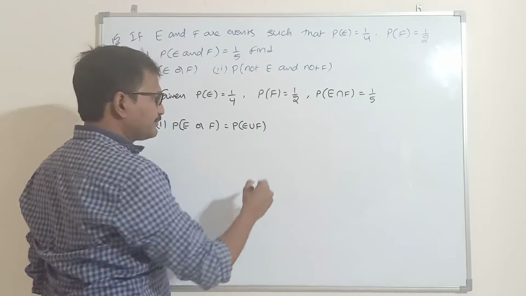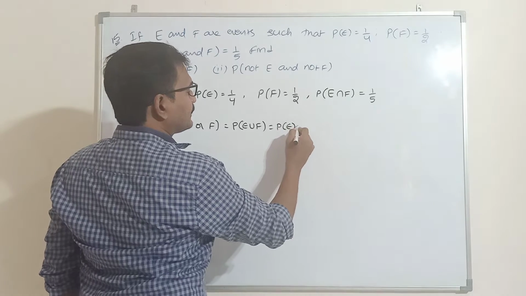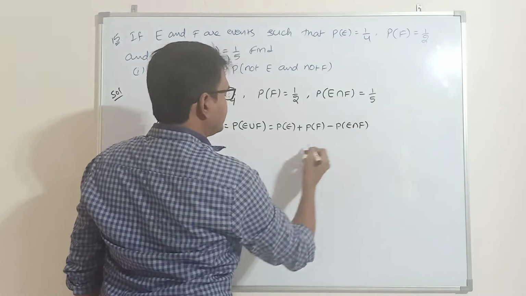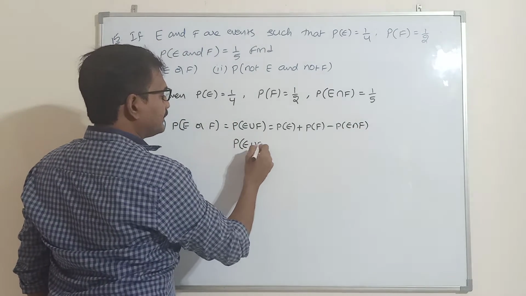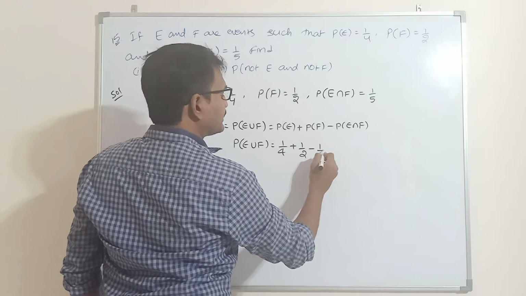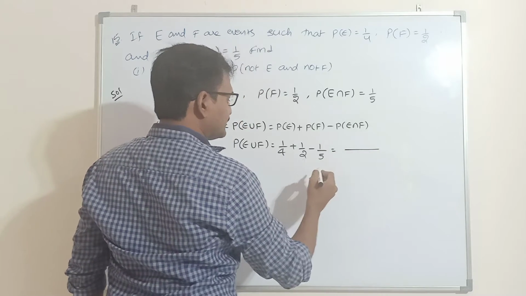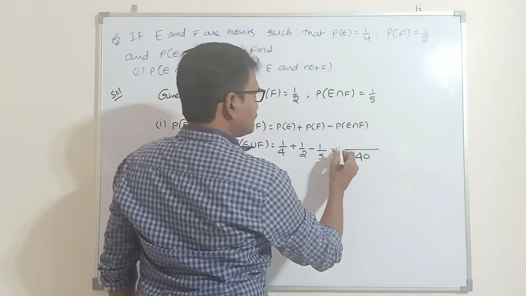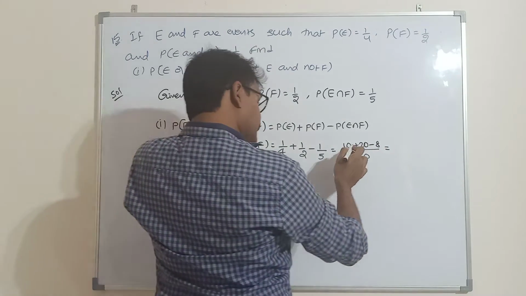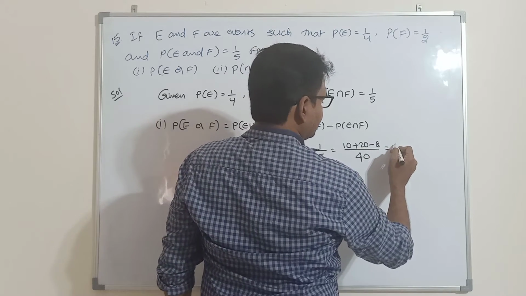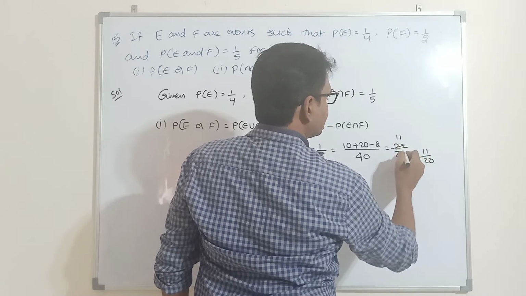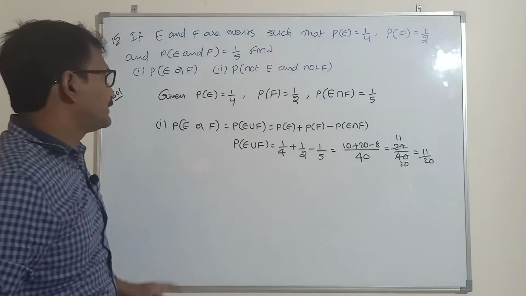P of E union F is equal to P of E plus P of F minus P of E intersection F. So P of E union F is equal to 1 by 4 plus 1 by 2 minus 1 by 5. So LCM is 40. 10 plus 20 minus 8. So 30 minus 8, 22 by 40. That means 11 by 20. So this is the value of P of E or F.